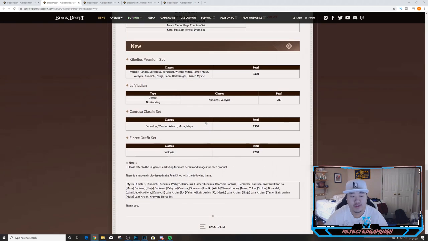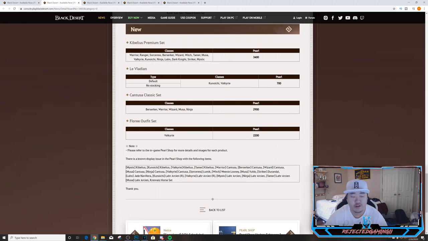Moving on to new items, this is what we all really care about. We get the Kibelius Premium Set: Warrior, Ranger, Sorceress, Berserker, Wizard, Witch, Tamer, Musa, Valkyrie, Kunoichi, Ninja, Maehwa, Dark Knight, Striker, and Mystic. I believe we're just missing Shai again there. Default, no stocking, Kunoichi and Valk, 700 pearls. I believe that's under stuff that's not actual armor. Cantusa Classic Set, Berserker, Warrior, Wizard, Musa, Ninja, 2,900. That's a new set for males. And Flurry Outfit Set they added for Valkyrie. That's that kind of white set.